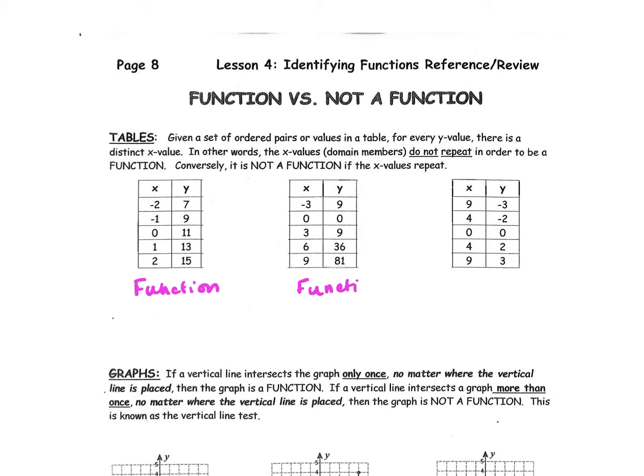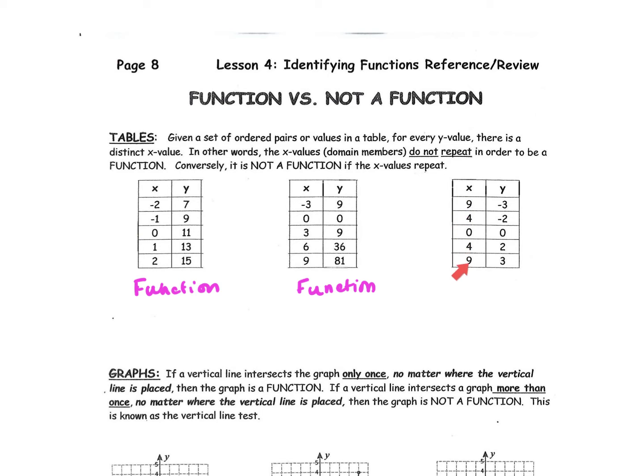And you may have noticed the range members, or the y members, do have repeating members. We have 9 repeats there, and it doesn't matter because negative 3 is paired up with 9, and positive 3 is paired up with 9. So as long as the x values are distinct or different, we're good.